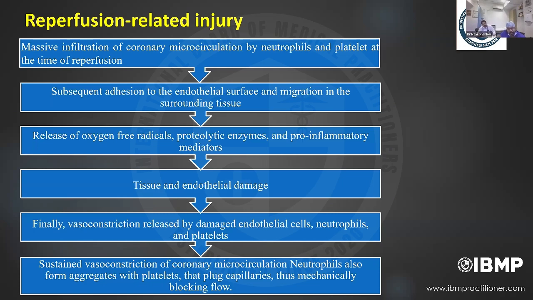There is subsequent adhesion to the endothelial surface and migration into the surrounding tissue. Then release of oxygen-free radicals, proteolytic enzymes, and pro-inflammatory mediators, leading to tissue and endothelial damage. Then finally, vasoconstriction released by damaged endothelial cells, neutrophils, and platelets. So there is sustained vasoconstriction of this coronary microcirculation. Neutrophils also form aggregates with platelets that plug the capillaries, and thus mechanically they block the flow.